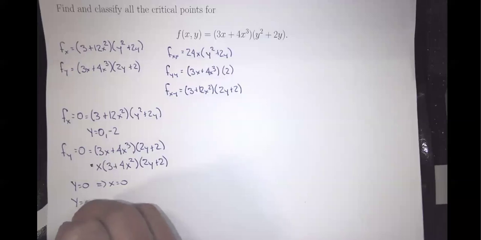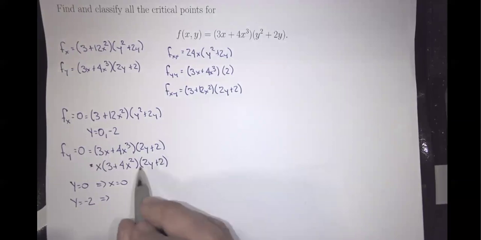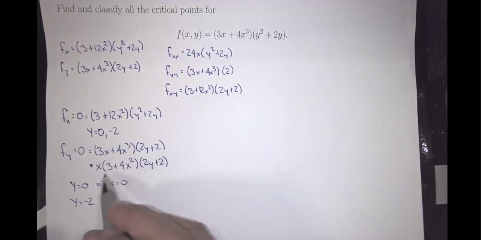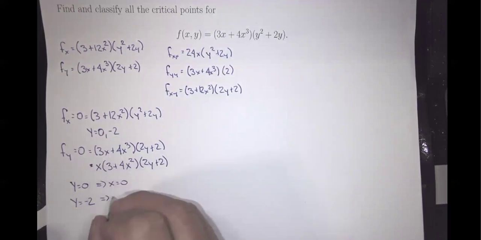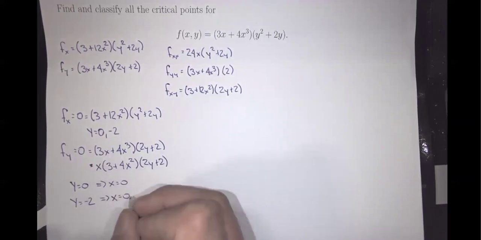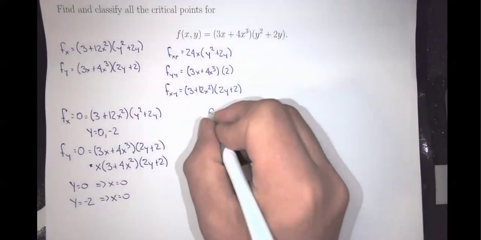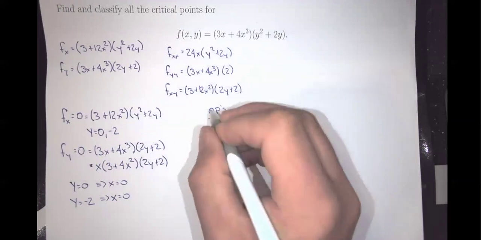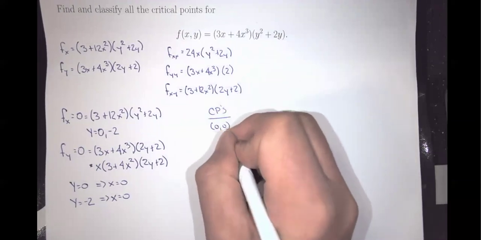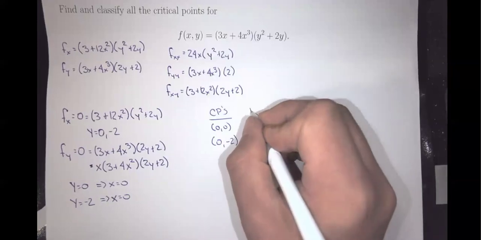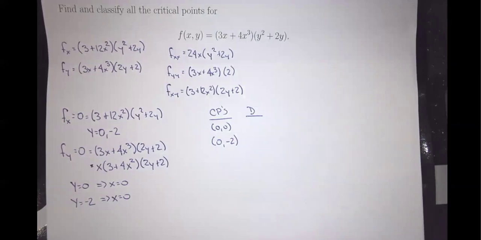When y is equal to -2, then we've got 2 times -2 is -4, plus 2 is -2 there. Again, this can never be 0. And so x is going to have to equal 0 for fy to equal 0. So our critical points are (0, 0) and (0, -2). Next, we need to figure out our D value.